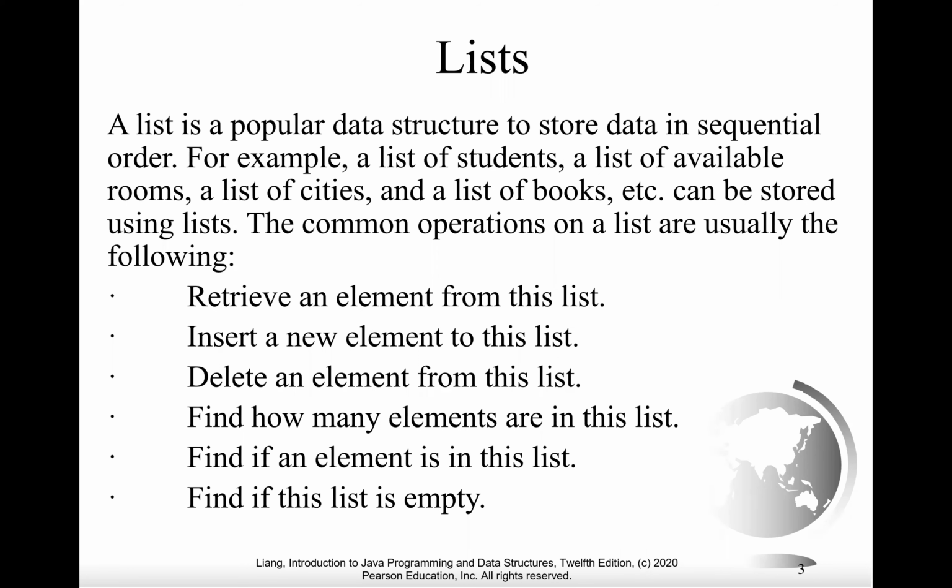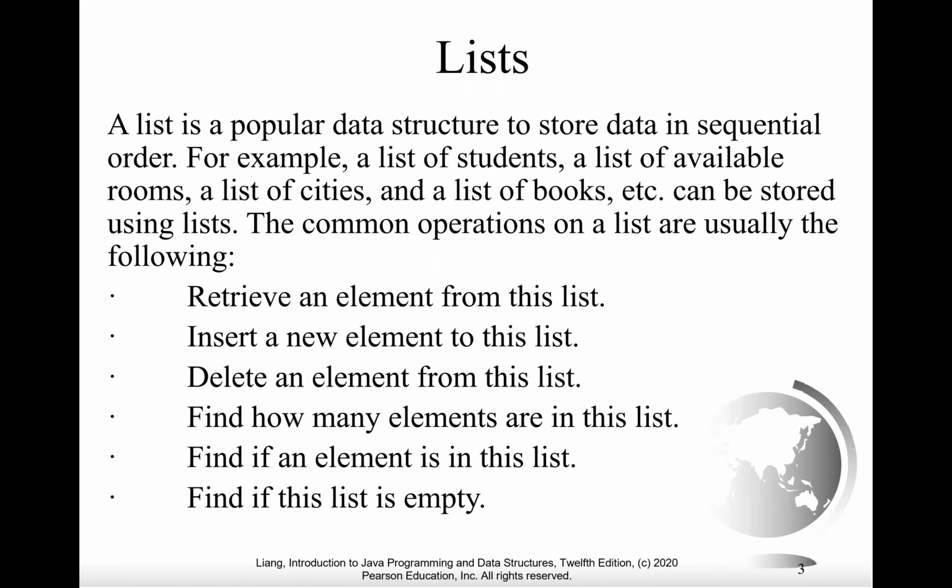We're going to look at lists first. A list is a popular data structure to store data in sequential order. There's a notion of index for a list. For example, you have a list of students, a list of available rooms, a list of cities. You can maintain the elements in a list in a certain order.